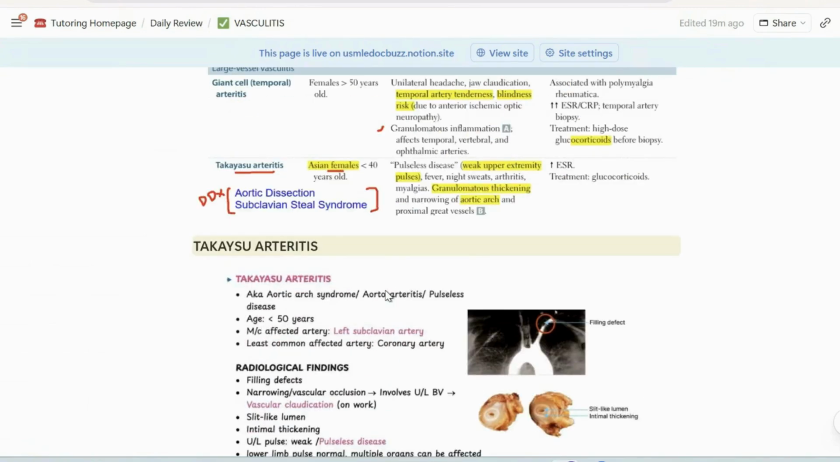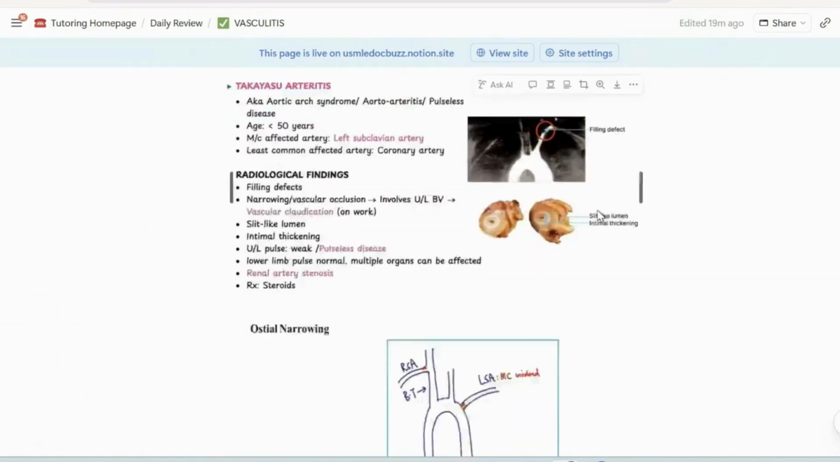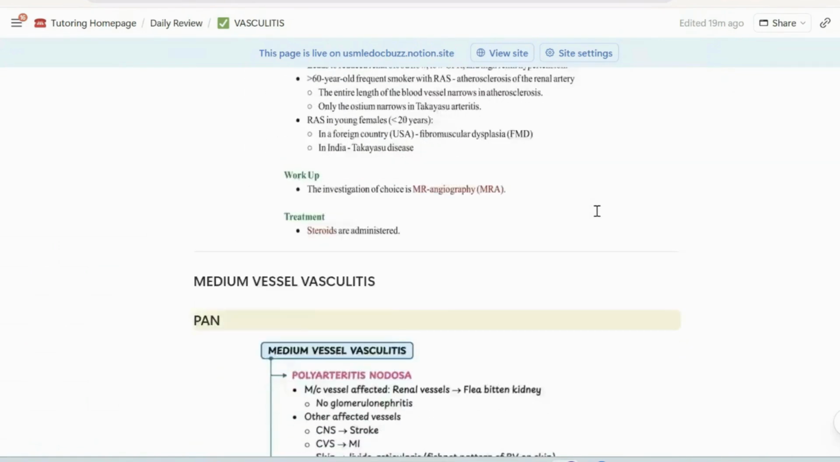So just to come back up here and figure this out, all these details should be very, very clear, right? Because you're seeing all these systemic inflammatory signs, fever, night sweats, arthritis, myalgias, on top of the entire blood flow involvement. Okay, so glucocorticoids for therapy. All right, so that was Takayasu.